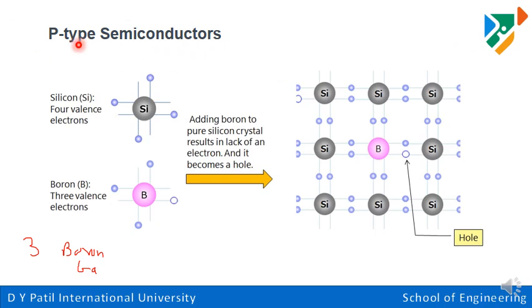In the p-type semiconductor material, the majority charge carriers are the holes. And how is this hole created? Boron is a trivalent impurity, and silicon has 4 valence electrons. So boron makes bonds with the neighboring silicon atoms, and because only 3 valence electrons are present, one bond is left incomplete, which creates a hole. In this p-type semiconductor, the current flows only because of these holes.